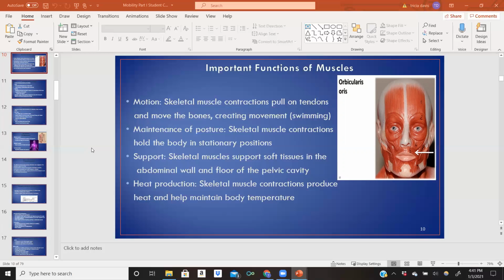Support. Skeletal muscles support all the soft tissues in the abdominal wall and the floor of the pelvic cavity. And then you have heat production. Skeletal muscle contracts and produces heat and helps maintain body temperature.